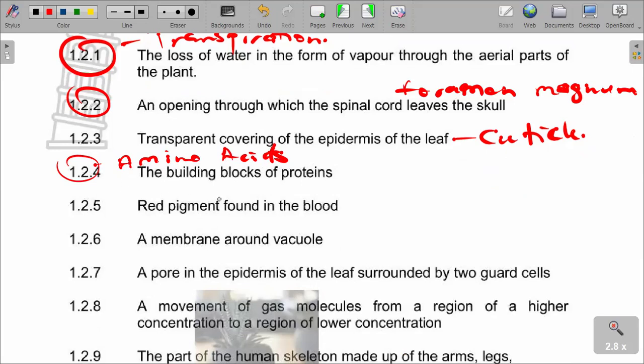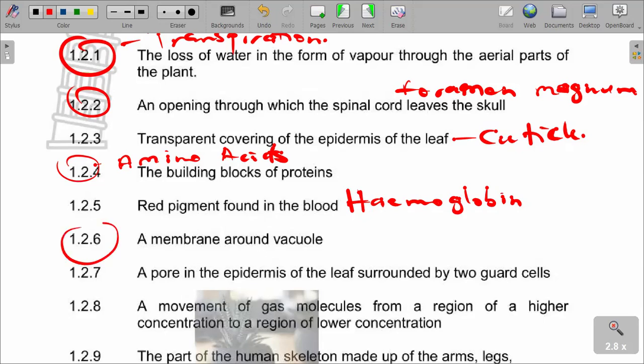The red pigment found in the blood is called hemoglobin. The red pigmentation is hemoglobin.